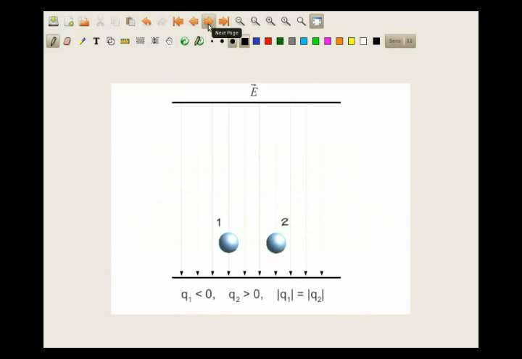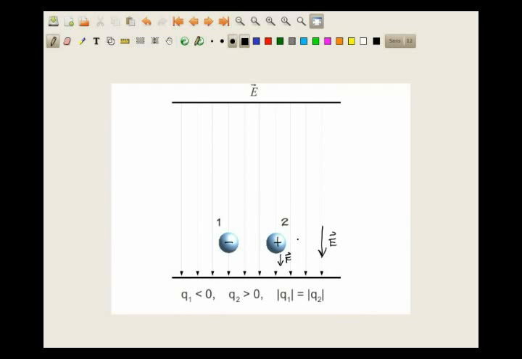Okay, so you've had some time to think about this. Here are the charges again. Here's the negative charge. Here's the positive charge. Let's look at the positive charge first, because this is a lot like the gravitational force field. You have an electric field that points down. The positive charge feels a force that points down as well.